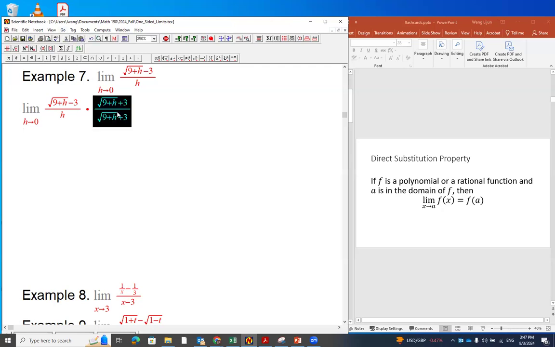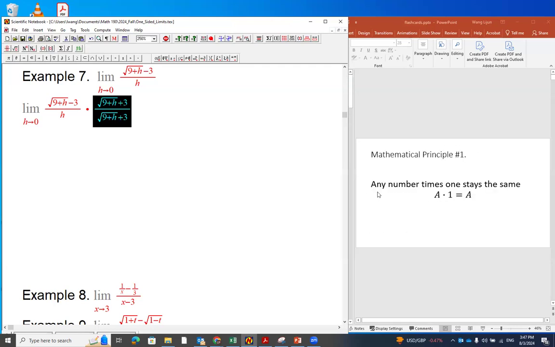So we constructed a 1. Okay, so this is number 1. I'm going to bring you mathematical principle number 1: anything times 1 stays the same. So we have conjugates. Let me give you a little review of conjugates. Any two numbers, a plus b, has a conjugate. Its conjugate is a minus b. They are conjugates of each other. Okay, they are conjugates.